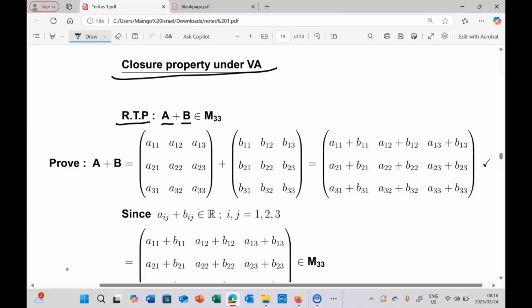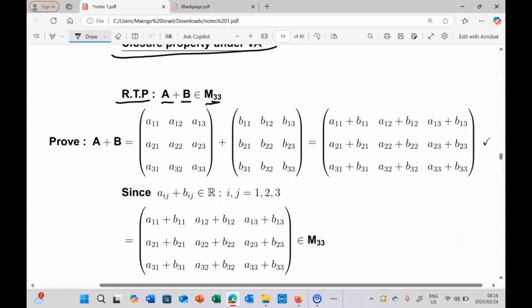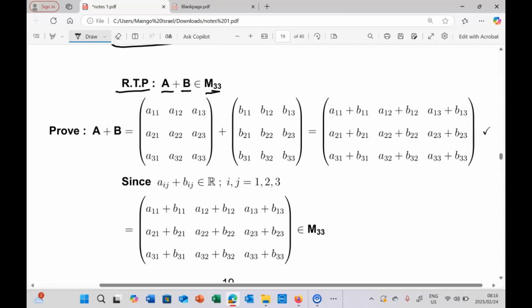that a matrix A plus matrix B belongs to M33, so a 3 by 3 square matrix. So now we have this matrix A, which is this guy, and we have this matrix B, which is this guy. We know that when it comes to the addition of matrices, we add matrices of the same sizes. This is a very important property.